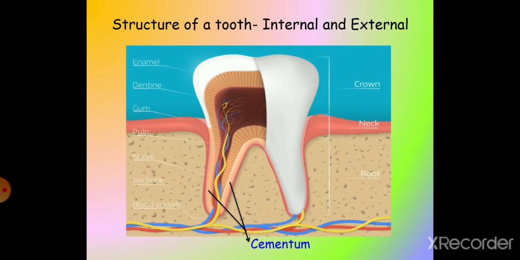Now, as you can see in the picture, it shows both the external as well as the internal structure of a tooth. The external structure of a tooth consists of crown, neck and root, and the internal structure includes enamel, dentin, pulp, nerves, blood vessels and the cementum. And you can also see in the picture the jawbone and the gums.